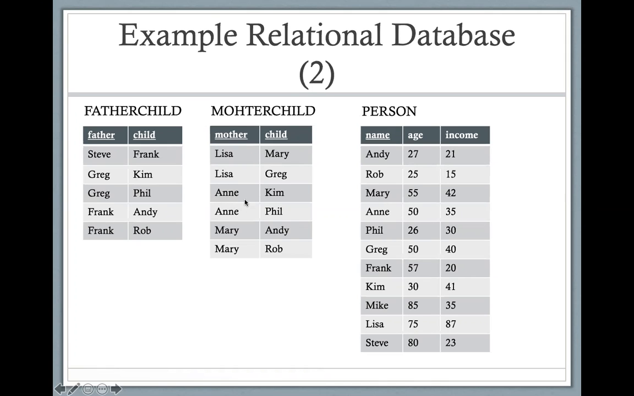Anne, would Anne be returned? Anne has children, Kim and Phil. Kim is age 30 and Phil is age 26. Kim makes it, but Phil does not because we have greater than or equal. Then Mary, her children are Andy and Rob. Andy is 27, Rob is 25, so neither of them is 30 or above. So definitely Mary is not returned. Anne is not returned because of Phil. Phil's age is less than 30. We want the mom whose children are all 30 years or above.